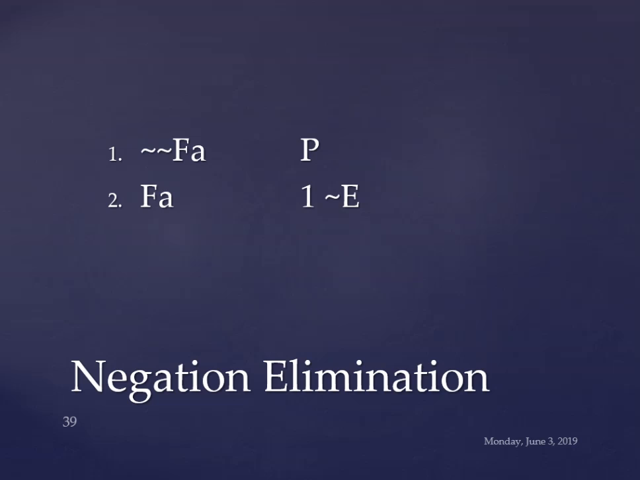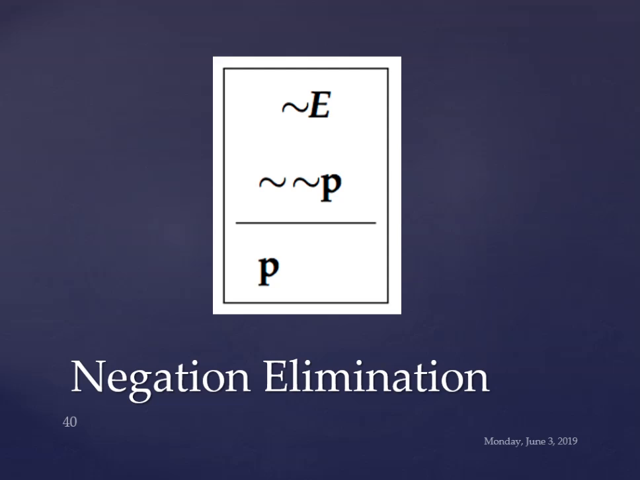Here's the picture you should memorize. Negation elimination just looks like so. You have to have a not not P on a line, then you can write P. And you know, this rule gets overlooked. It's really simple, and I'll explain why when we get into later lectures. But just be mindful of it. It's something you need to memorize.